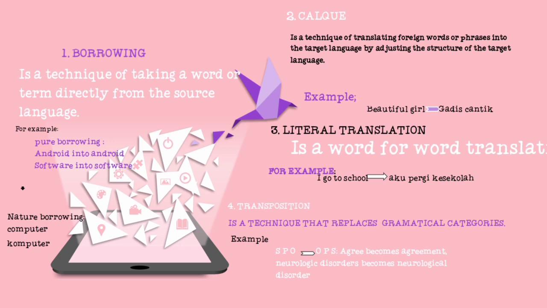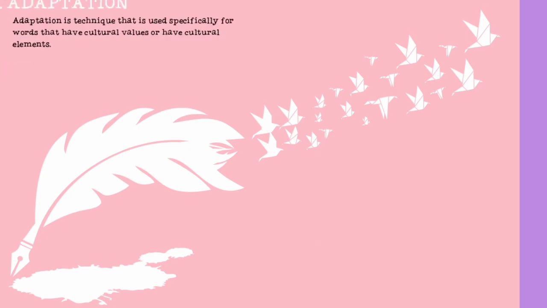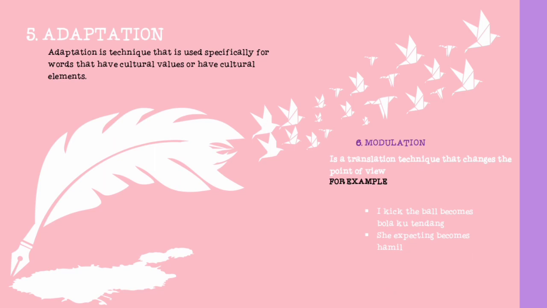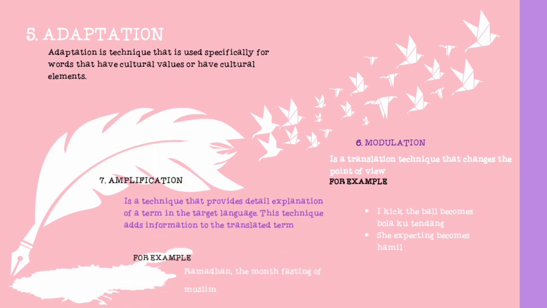The fourth, transposition is a technique that changes grammatical categories. For example, SVO becomes obvious, agree becomes agreement, neurological disorders becomes neurological disorder. Well, next, fifth, adaptation. Adaptation is a technique used specially for words that have cultural elements. Sixth, modulation is a translation technique that changes the point of view. For example, I kick the ball becomes bola kutendang, and ice skating becomes hamil.